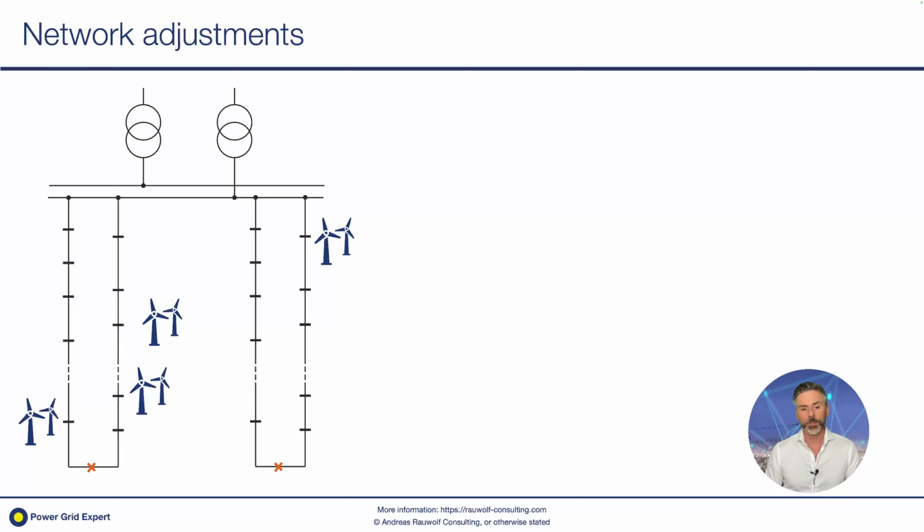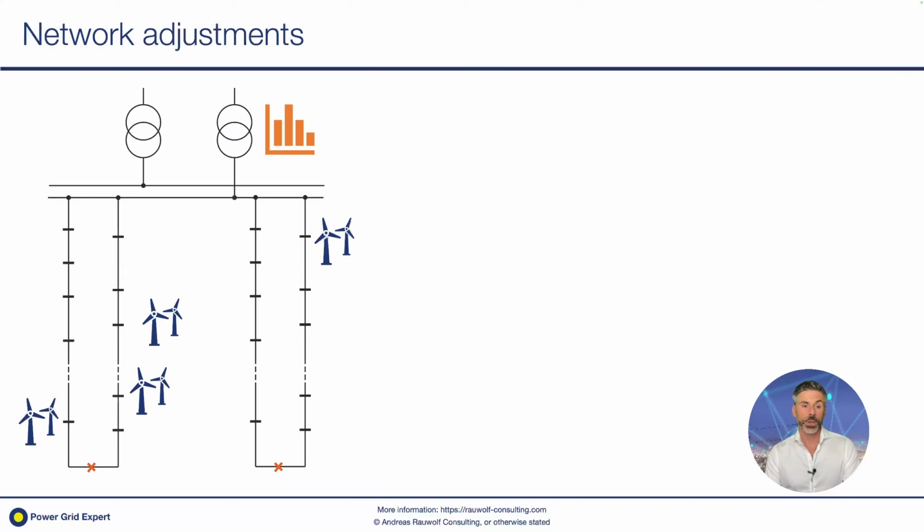Network adjustments, normally on the side of the grid operator. What can we do? We can increase the short circuit power. What does that mean? That means we are reducing the impedance between the supplying transformer, high voltage to medium voltage, and my customer. That can be done by using thicker cables. That can be done by using parallel cables. All together, it's a costly thing to do. So maybe not the most popular solution in these cases.